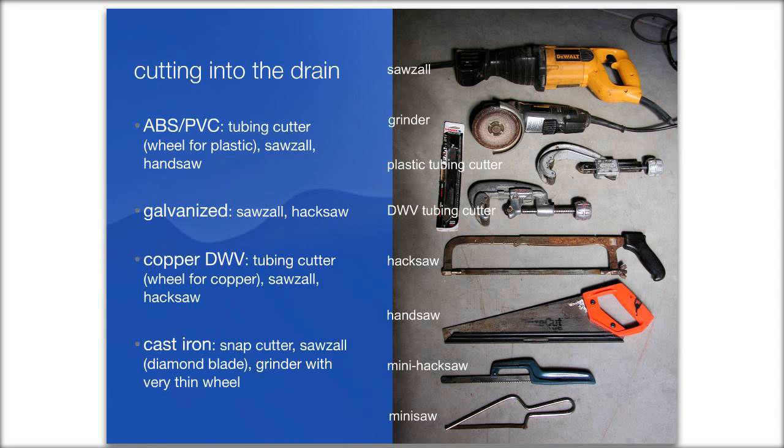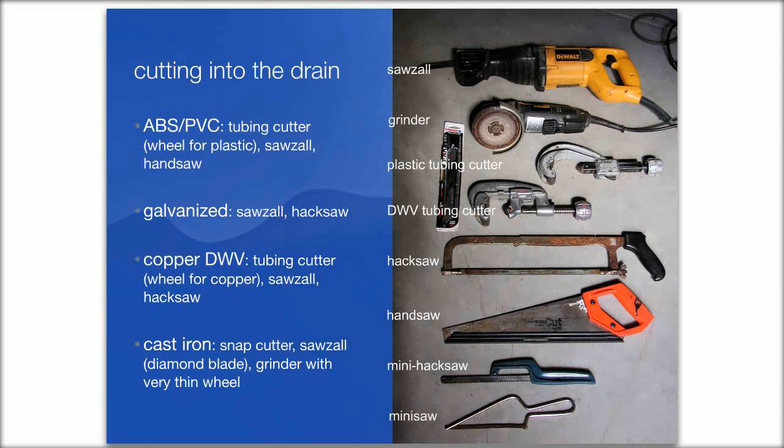So the tools that you would use to cut into the drain totally depend on what the material is. That's why we talked about identifying the kind of pipe that you're working with, because each type of pipe requires a different kind of tool. So when you're working with plastic pipe, you can use a tubing cutter, a sawzall, or a handsaw. Handsaw is very practical because it's pretty easy to cut plastic pipe.